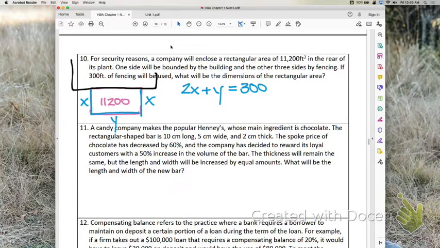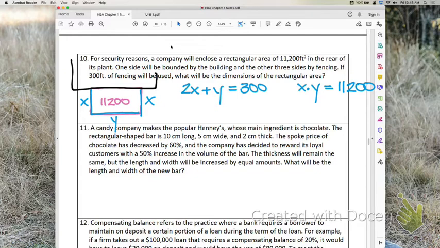All right. And then I know one more thing. I know about the area, right? How do I find area of a rectangle? Length times width is equal to, in this case, what? 11,200. So I have 2 formulas here.